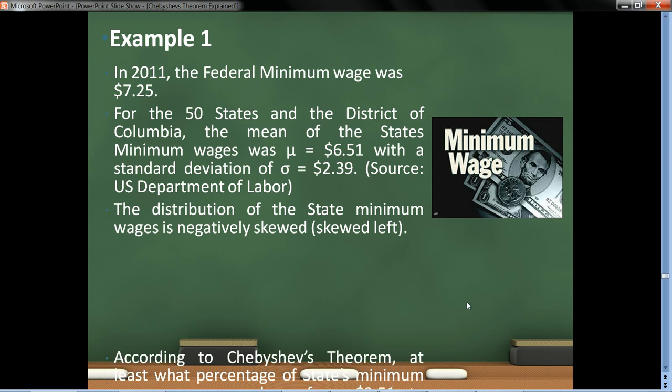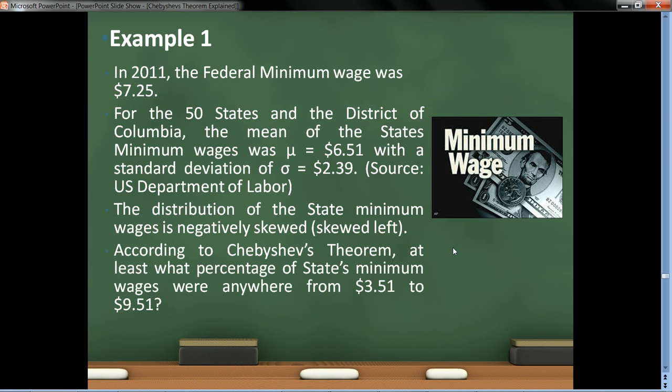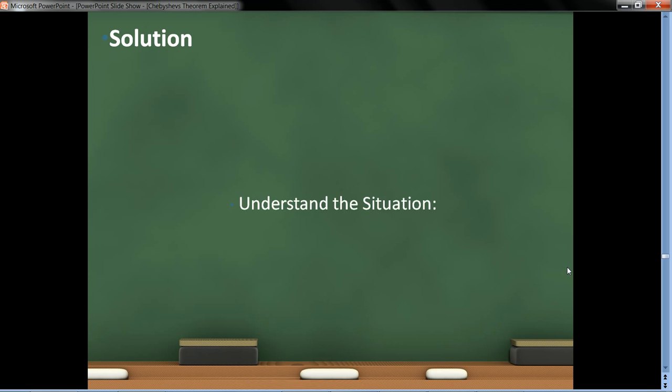So here's our question now. According to Chebyshev's theorem, at least what percentage of the state's minimum wages are anywhere from $3.51 to $9.51? All right, let's get to work on the solution here.